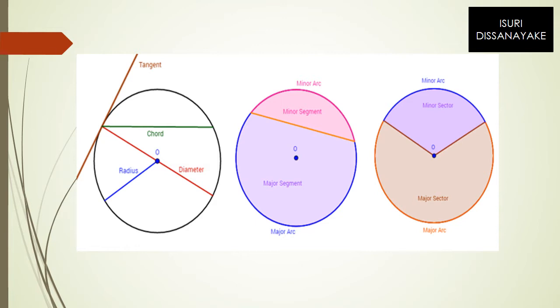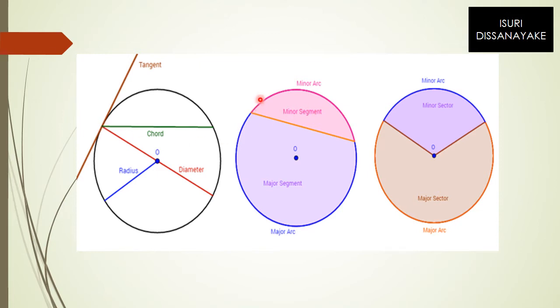So you could see that this is called a chord, a line joining the two ends of the circumference, which is not passing through the center. And this we can call the diameter, which passes through the center, and half the length of the diameter we call the radius. Also, any line which touches the circumference of the circle at one given point and which is existing outside the circle, we call a tangent.